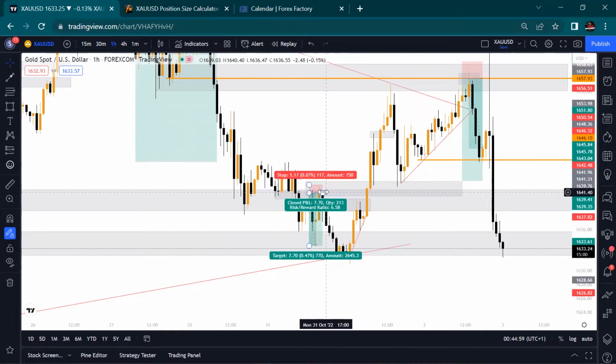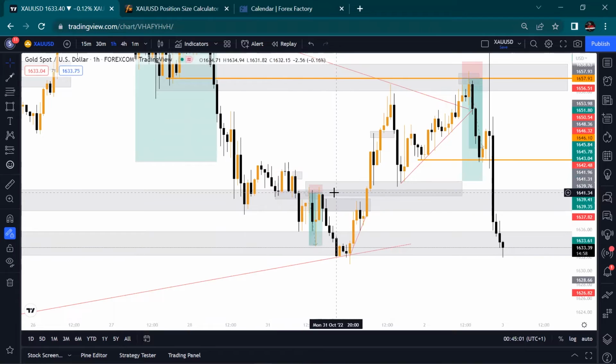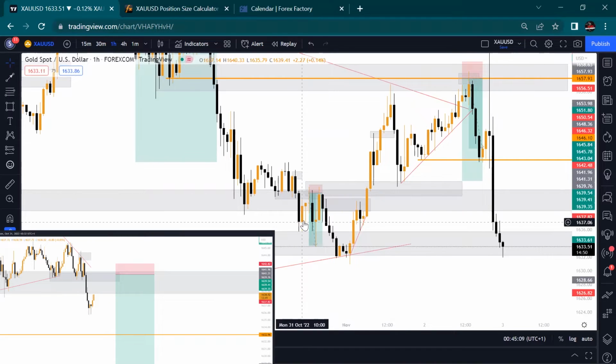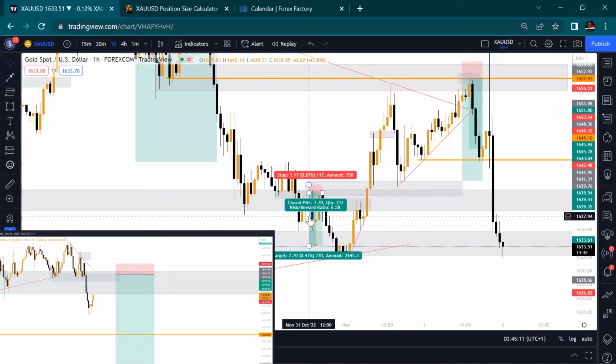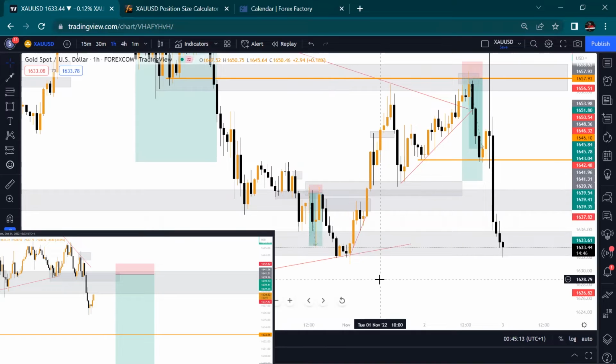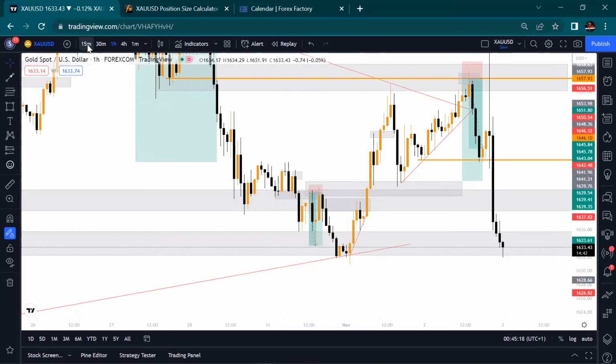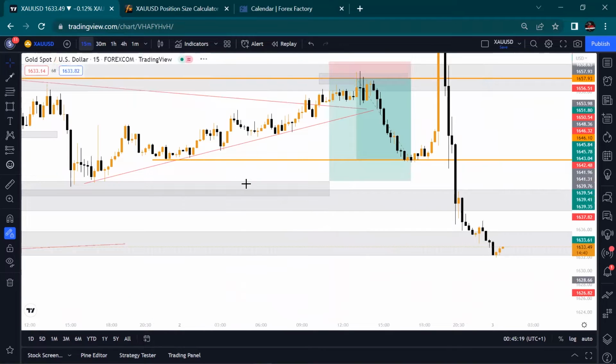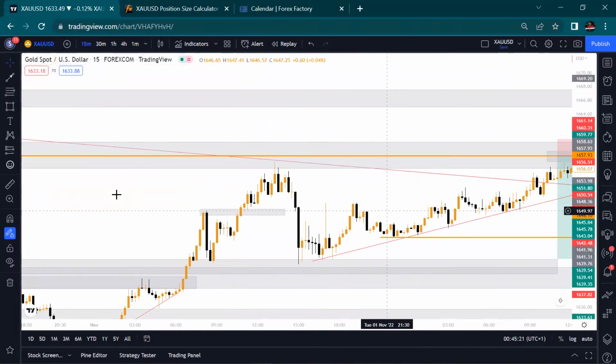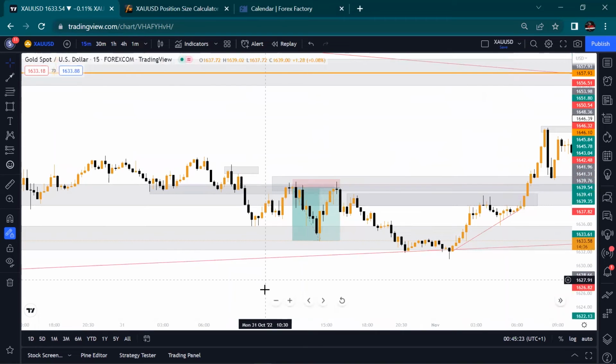I waited for a sell, actually, when the market was still down. Put the screenshot there too. So when the market went up, if you come to the 15-minute here, remember the main trend is the downtrend.